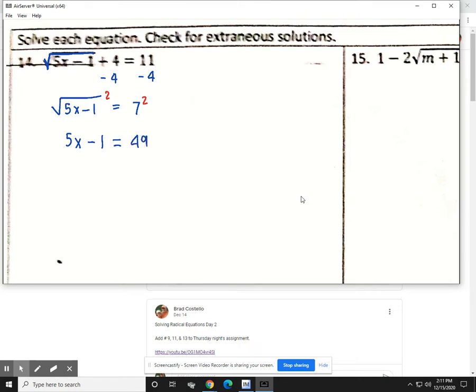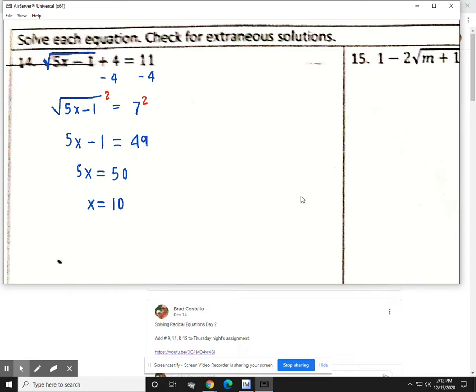Okay? So from here, it's just solving a pretty simple problem. We're going to add 1. And then I'm going to divide by 5. So x equals 10.